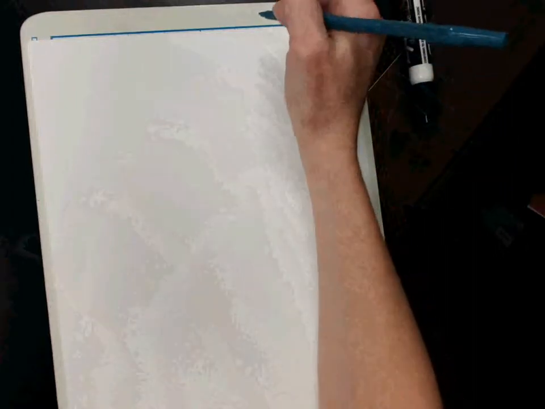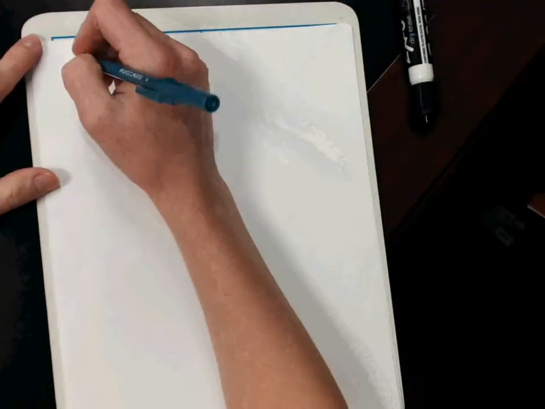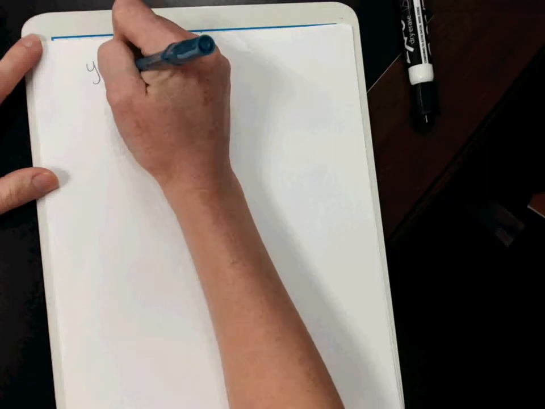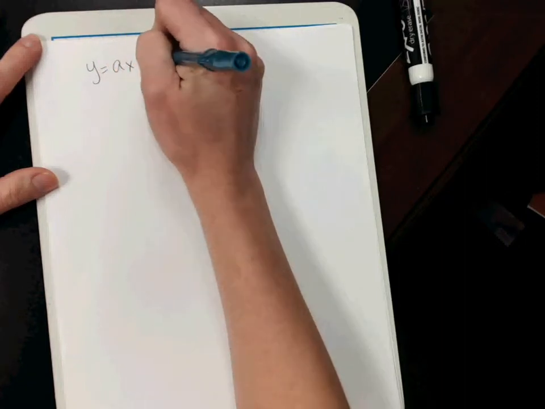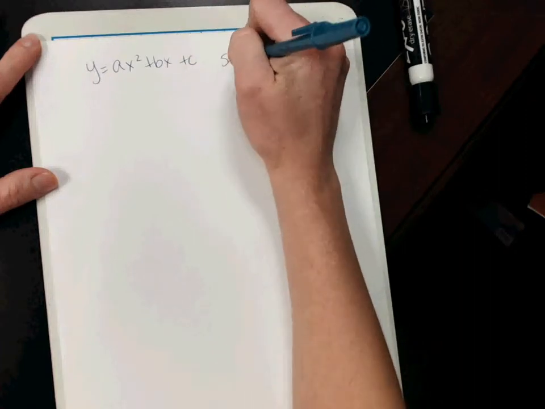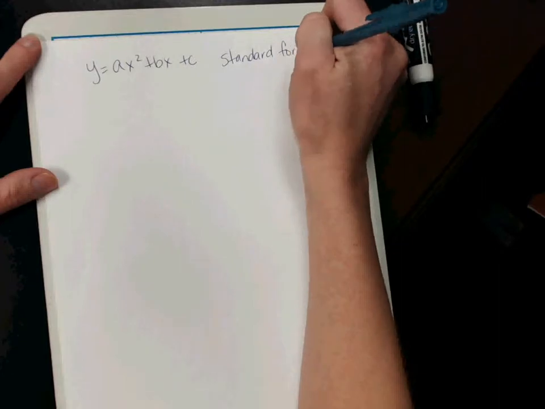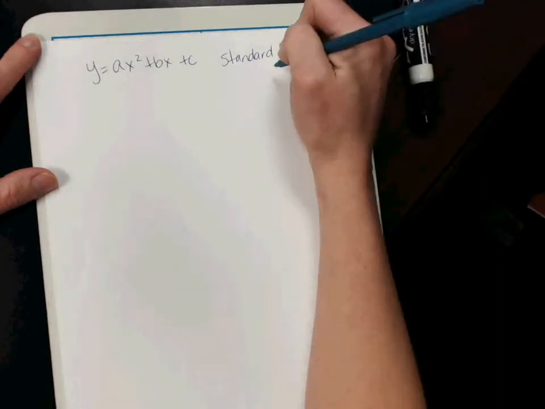Today we're starting section 4.1, which is quadratics. Our very basic formula for a quadratic is y equals ax squared plus bx plus c. And this is our standard form. We're going to talk about graphing quadratics today that are in standard form.